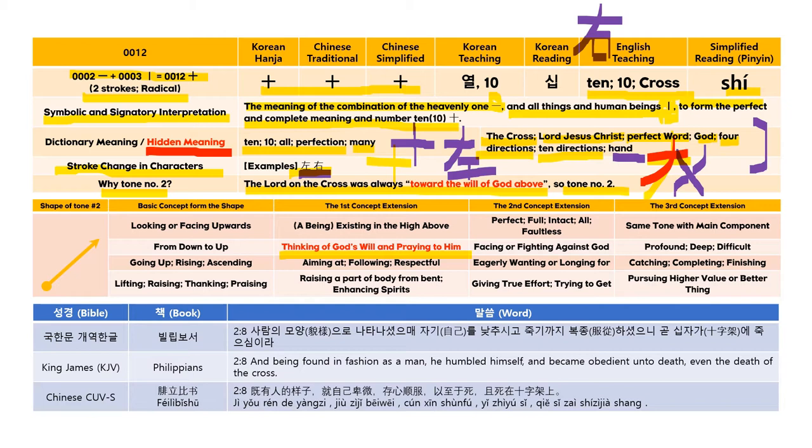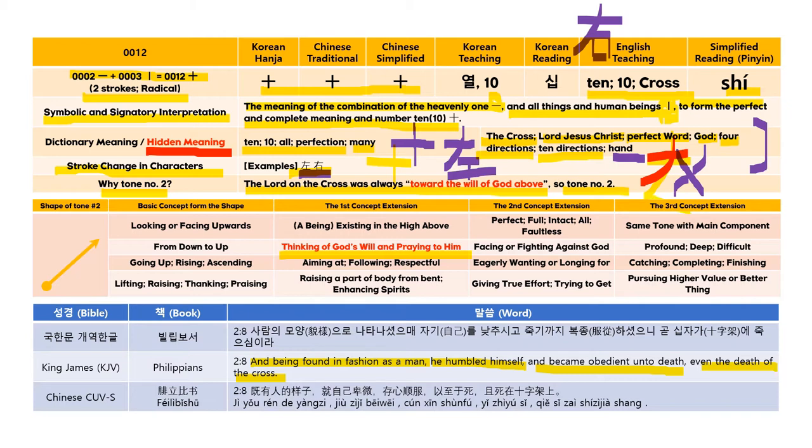And the Bible verses, and being found in fashion as a man, he humbled himself and became obedient unto death, even the death of the cross. Okay, I just hope you can feel the character's hidden meaning through these Bible verses.